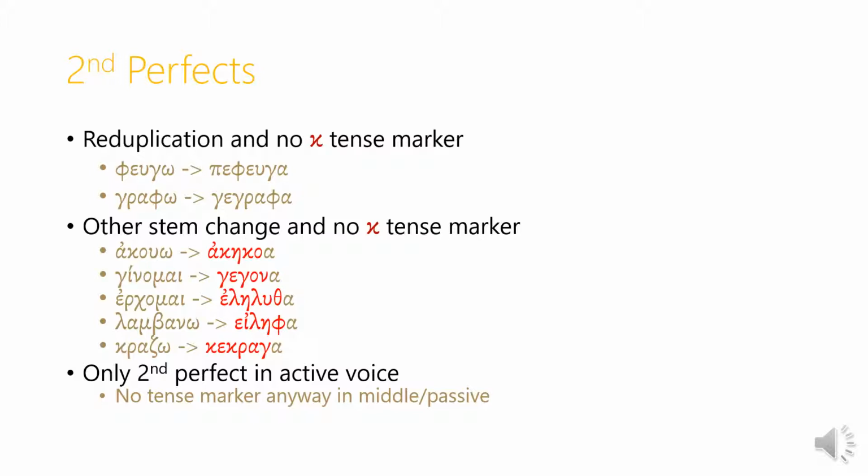And with the second perfects then, where there's irregular stem change, like with the first perfects, we have to recognize the perfect stem, but that's going to be even more important with second perfects because of the lack of that kappa tense marker.